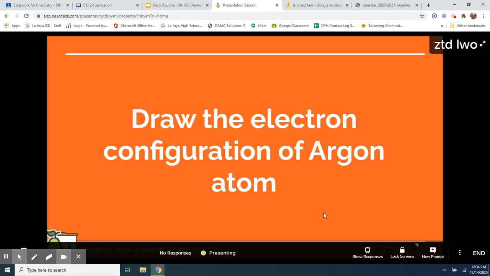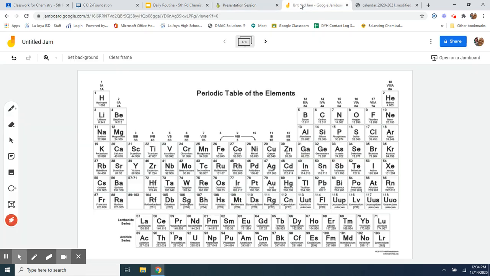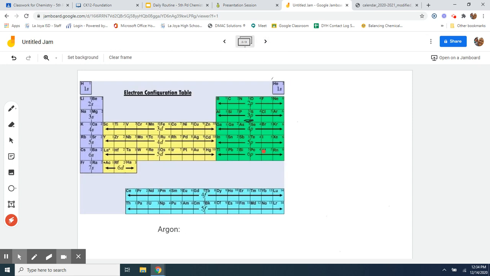All right, it says draw the electron configuration of argon. We're going to do this on Jamboard as a group. I'm going to circle what we're going to be following. When we do this electron configuration, we are only looking at what is circled. So remember, we need to stop here at argon. Everybody see argon? This is where we need to stop, because this is what we're asking for.